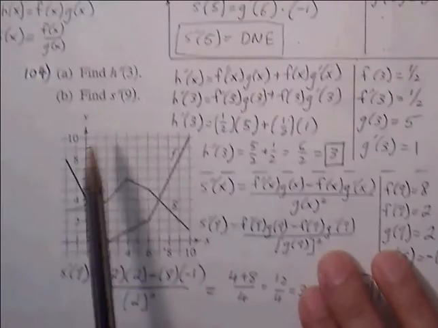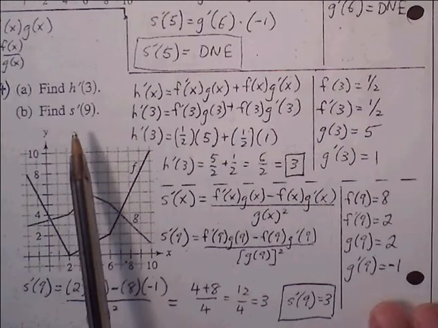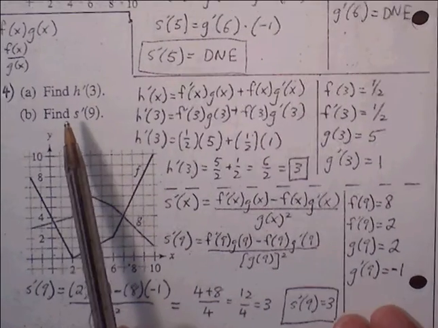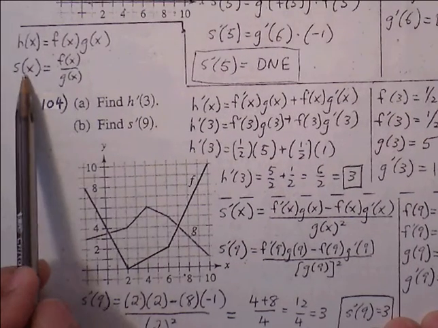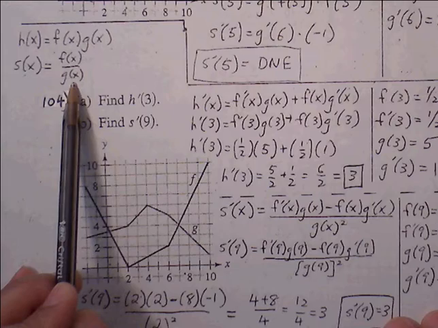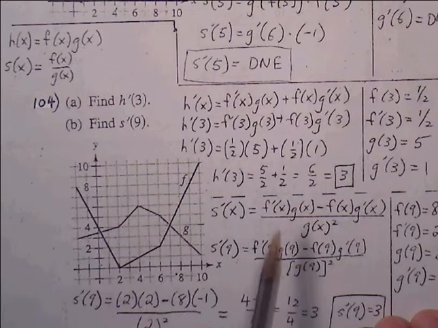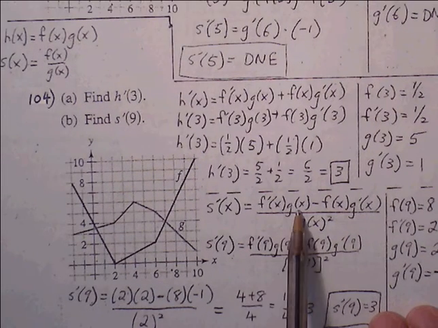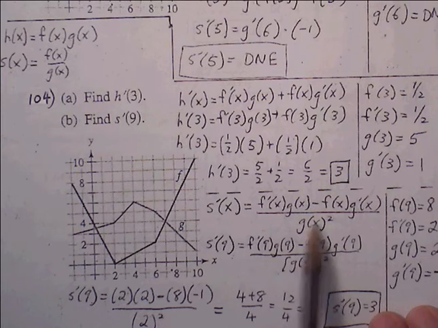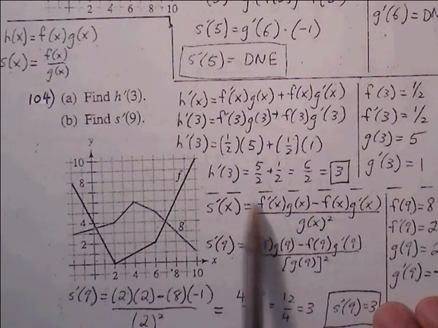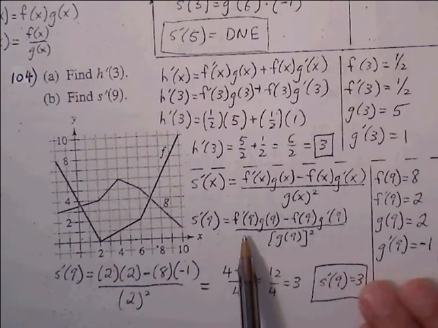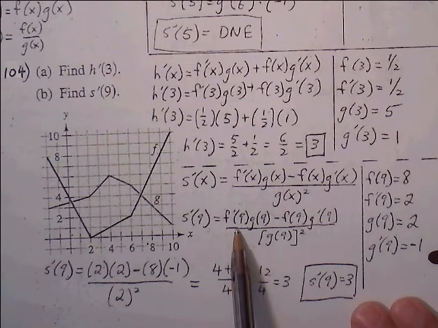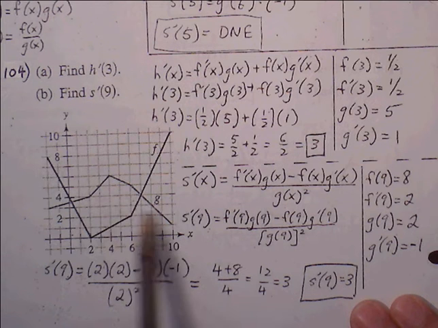All right, last one here, finding s prime of 9. So before we can find s prime of 9, we need to evaluate s prime of x. So to find s prime of x, in this case, we have to go through quotient rule. So quotient rule says f prime times g minus fg prime all over g squared. Replace every x we see with 9. So now we can use our graph. f prime of 9.